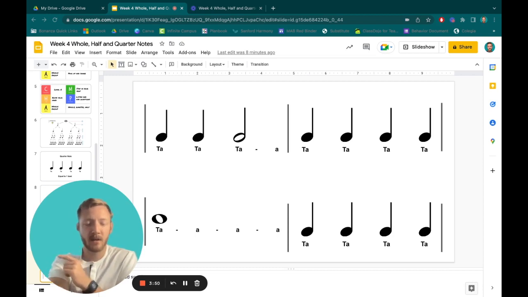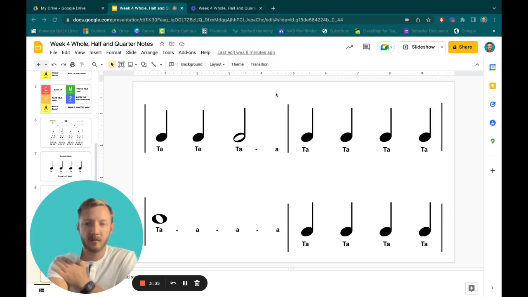Make sure you're tapping your foot or tapping your knee. 1, 2, this is our beat. Go ta, ta, ta, ta, ta.